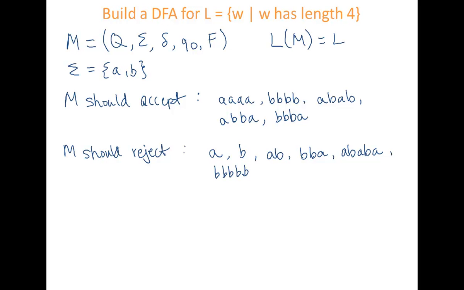So what we're noticing here is that we need to remember that we've seen 4 symbols. That's what we need to know. In all of the strings that M should accept, they all have 4 symbols. Whereas if I have fewer than 4 or more than 4, M should reject. So with that knowledge, let's try to build M.